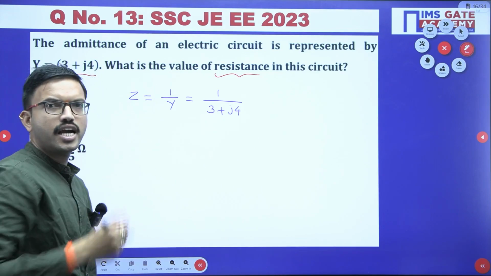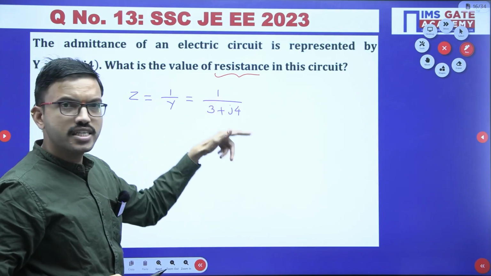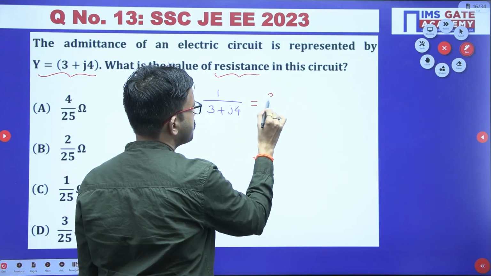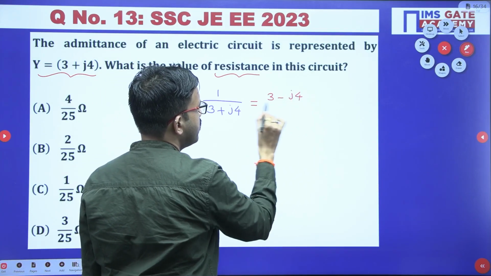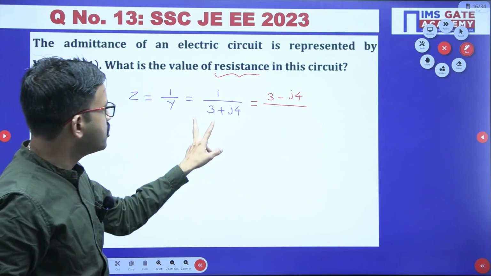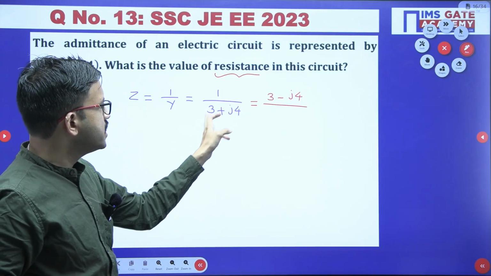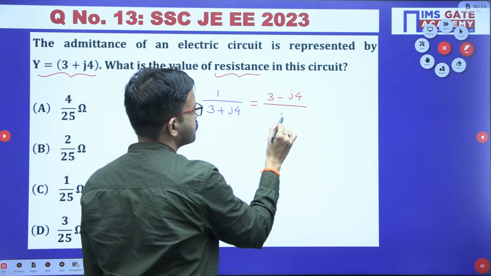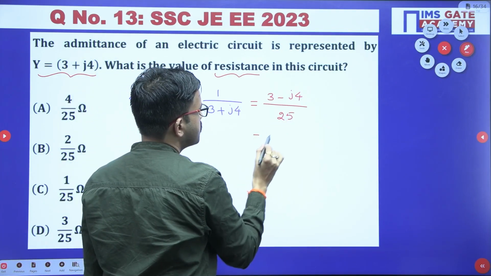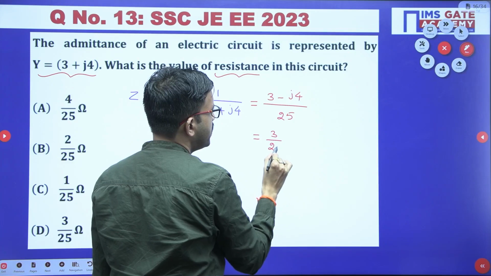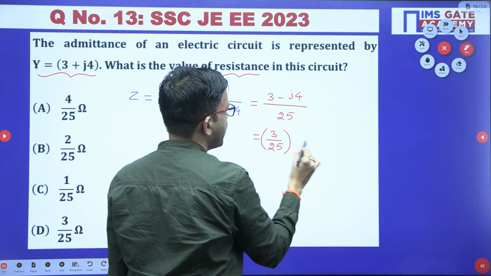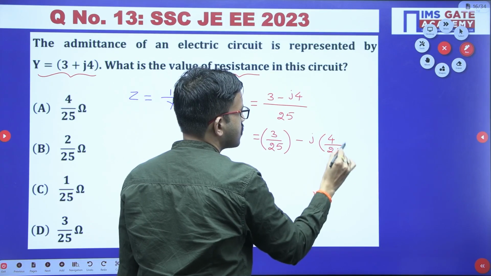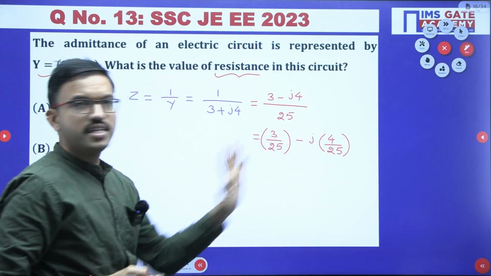Directly I am writing. You multiply and divide by 3 minus j4. After doing that, you get 3 minus j4 divided by the denominator: 3 square is 9 plus 4 square is 16, that means 25. So I am splitting into two parts: 3 by 25 minus j into 4 by 25. So you have the real term and then the imaginary term.